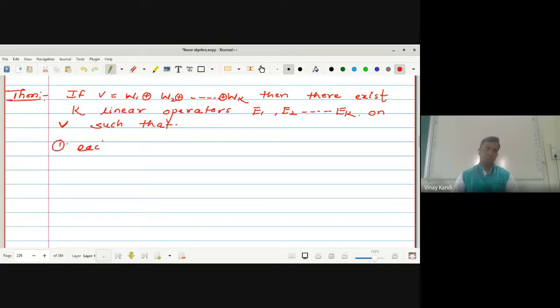each Ei is a projection on V. Projection on V. ओके एखादं वेक्टर स्पेस असेल तर त्याच्यावर एकच प्रोजेक्शन येईल का? नो, एकापेक्षा जास्त येऊ शकतात.